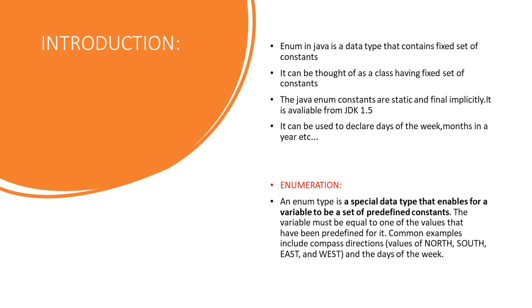The definition of enumeration: an enum type is a special data type that enables a variable to be a set of predefined constants. The value must be equal to one of the values that have been predefined for it. Common examples include compass directions, which consist of north, south, east and west, and the days of the week.